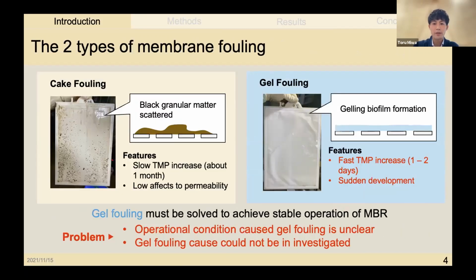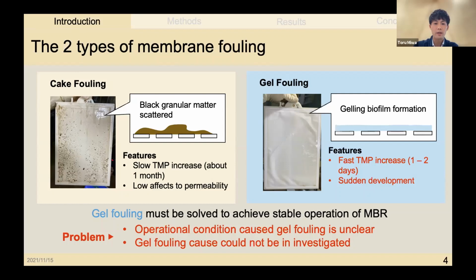Membrane fouling can be classified into two types. One is cake fouling, the other is gel fouling. Cake fouling was developed by cake layer biofilm. The appearance is shown in the left figure. Black granular matter was scattered on the membrane surface. The feature is slow TMP increase over about 1 month and low effective permeability.